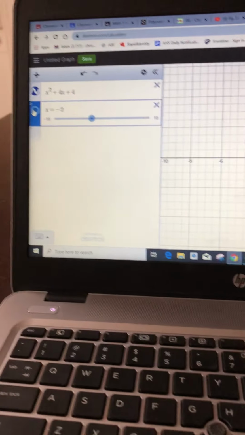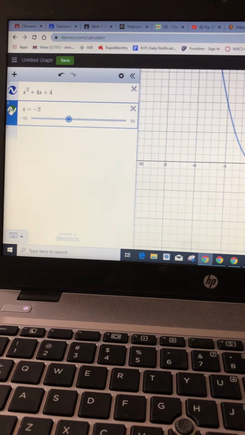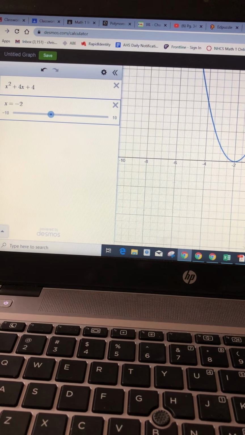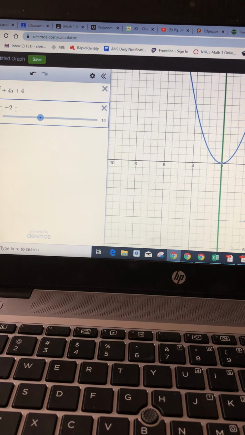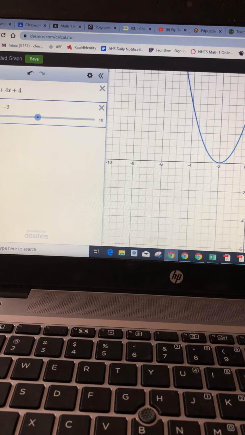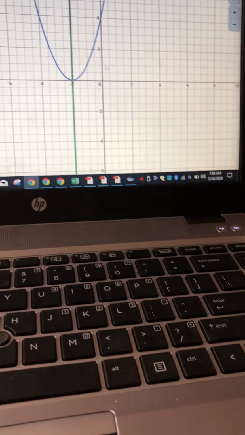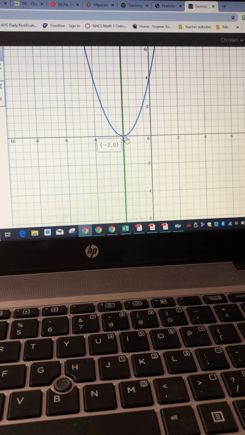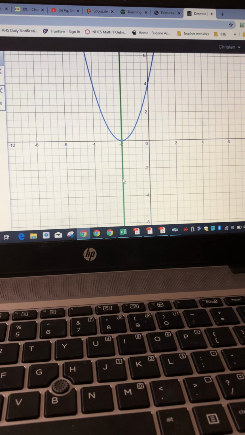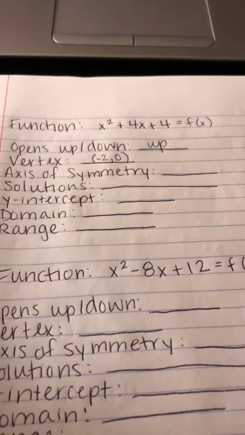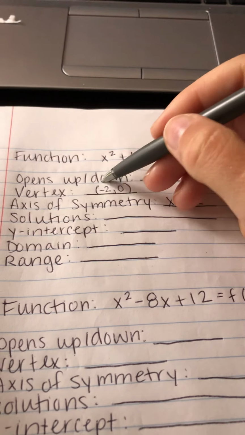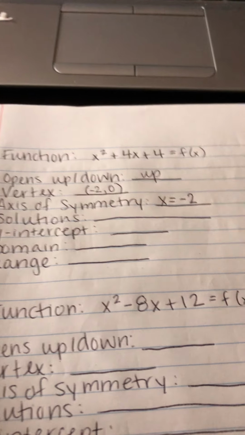Now I'm going to come over here and make sure that this is turned on. All right, so it is turned on. All right, so really at any point on this line right here, that x is going to be equal to -2. So that's our axis of symmetry. So axis of symmetry, we want to say is x equals -2. It's always going to be this number in your vertex.